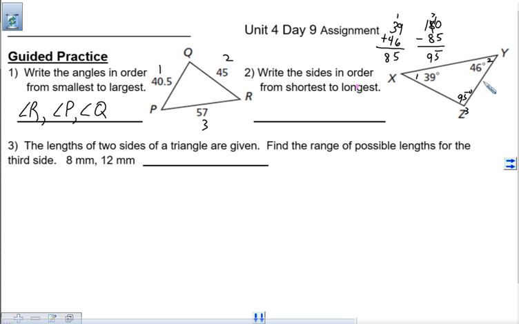Across from angle X, our smallest angle, is YZ. Across from our middle length angle, which is angle Y, is XZ. And across from our largest angle, angle Z, is XY.